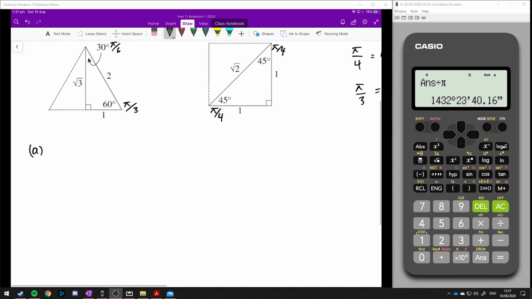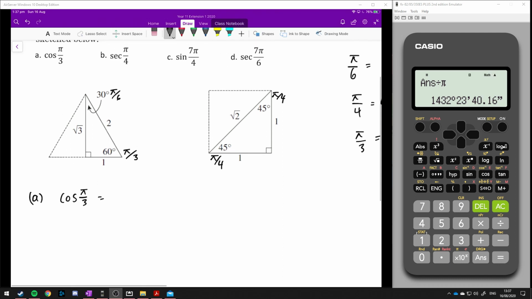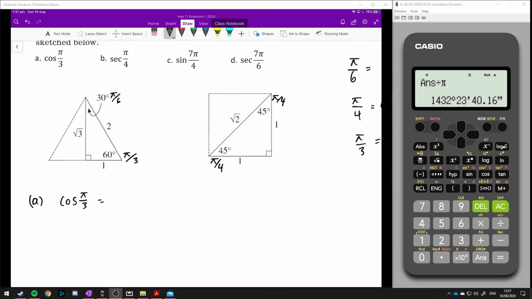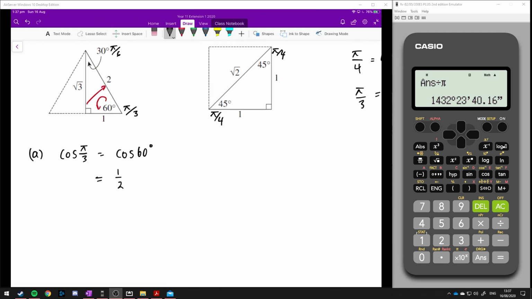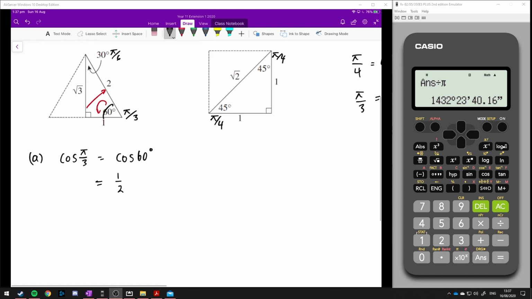Part A is cos of pi on 3. Now pi on 3 is 60 degrees, so this is the same as cos of 60 degrees. And we know cos of 60 degrees is adjacent over hypotenuse in our exact triangle, so cos of 60 degrees is equal to a half. Alternatively, you could just use the fact that pi on 3 is in this corner here, and go straight to 1 on 2.